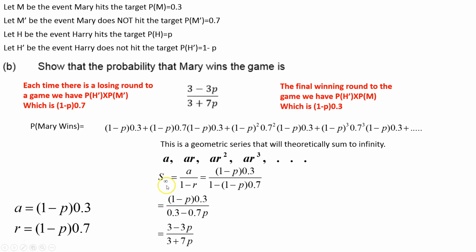Substituting these into our sum to infinity formula, manipulating algebraically, expanding the brackets, and multiplying numerator and denominator by 10, we obtain the result that we are after. So we conclude that the probability Mary wins is (3 minus 3p) over (3 plus 7p).